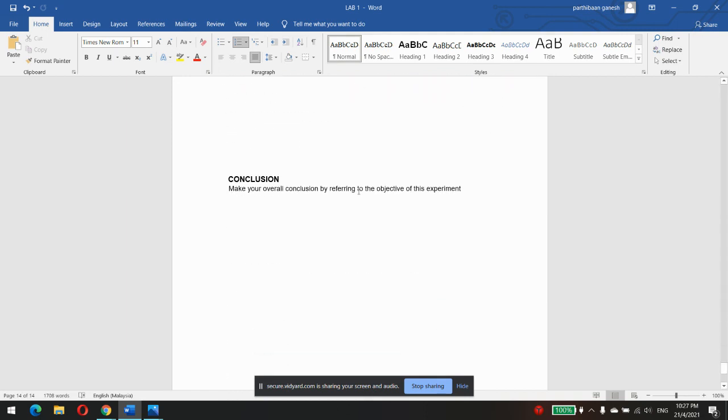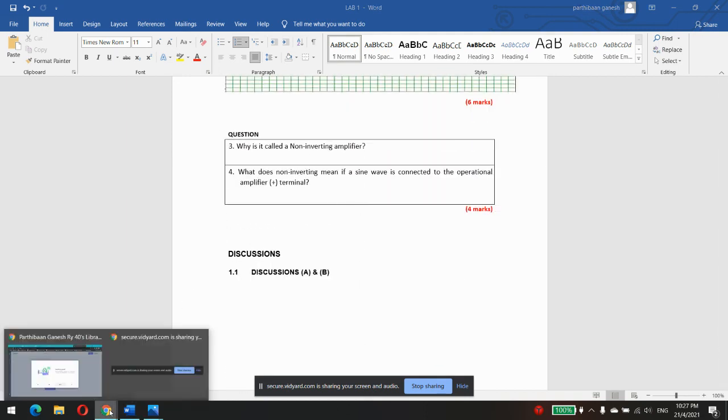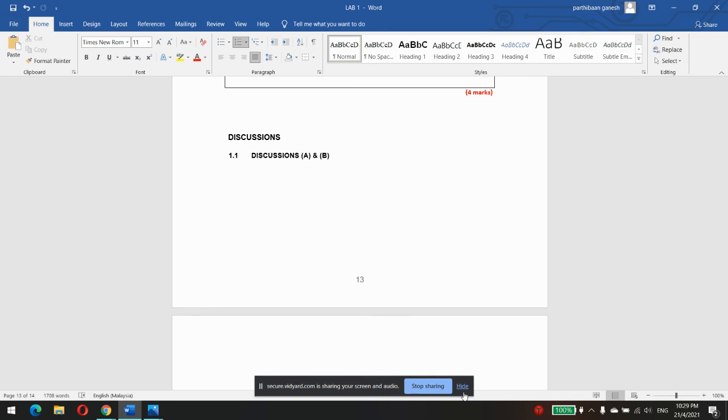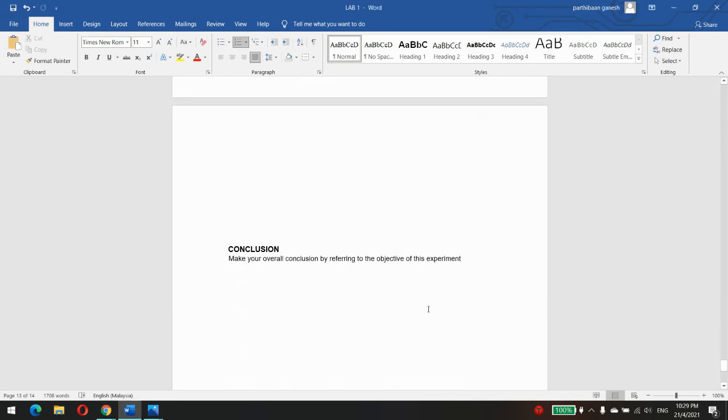As for the conclusion, for this lab one, we got the output for inverting and non-inverting. From this I can conclude that I have learned the function of the inverting and non-inverting amplifier very well by using Multisim, and I have learned how to use Multisim properly online.